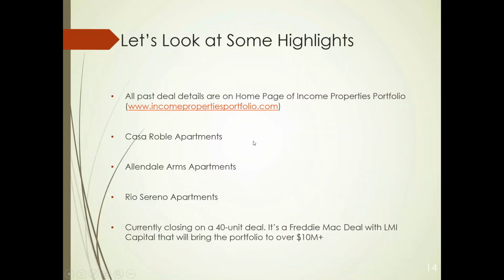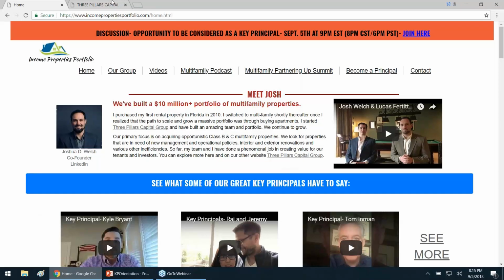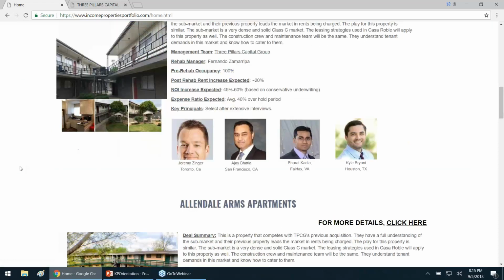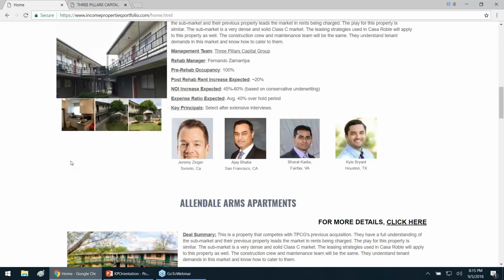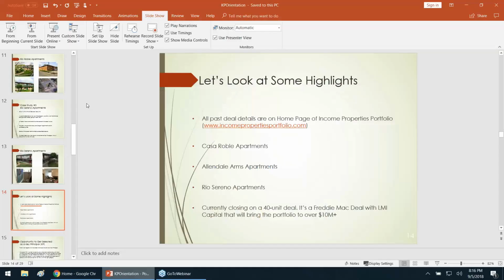Here are some of the photos from this property, from Rio Sereno Apartments. And like I said, you can see some of the highlights on incomepropertiesportfolio.com. So if you actually go to incomepropertiesportfolio.com, the website, you'll be able to see. So we actually started doing podcasts with a lot of our partners from CBRE versus different insurance companies, and so forth. So we're going to start updating that, so you'll be able to see that. But as far as the portfolio of the properties, you can see photos. If you keep scrolling down, you can see who the partners were on those properties, and you can see photos and videos for the property as well. So that's something for you to look at.